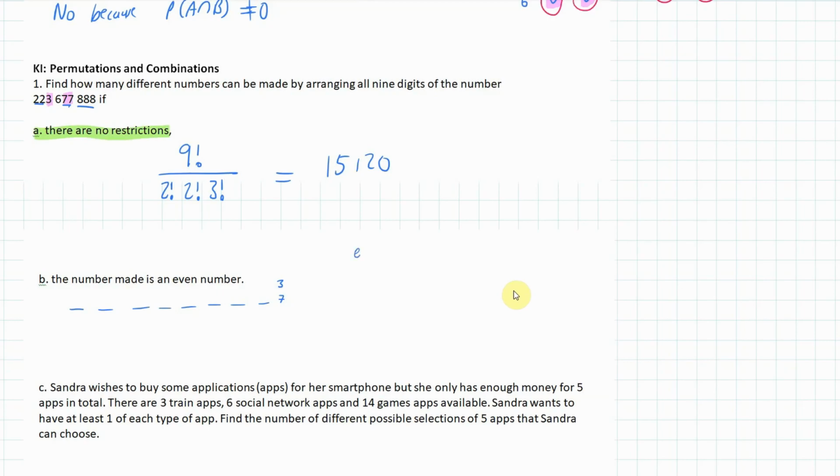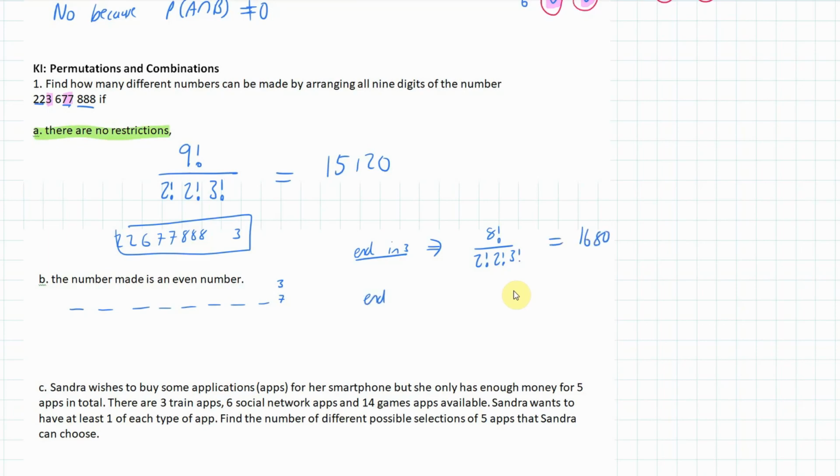So ending in 3, what happens? Well, if it ends in 3, you've got 8 factorial for the 8 other numbers. And if it ends in 3, let's have a look at our numbers here, 2, 2, 6, 7, 7, 8, 8, 8, and then ends in 3. So you're going to have 2 factorial for the double up of the 2's, 2 factorial for the double up of the 7's, and 3 factorial for the triple up of the 8's. Okay, so easy peasy, that one. And that's equal to 1680.